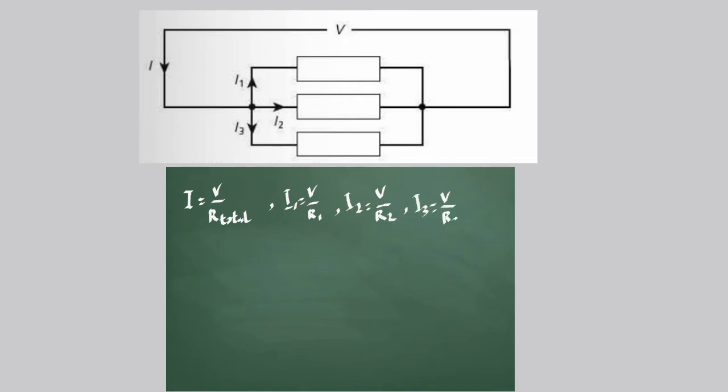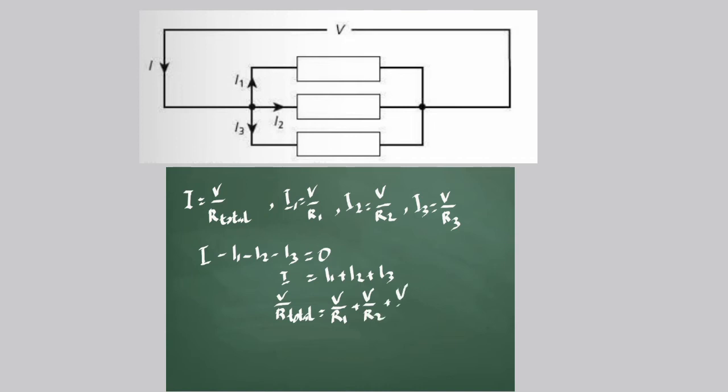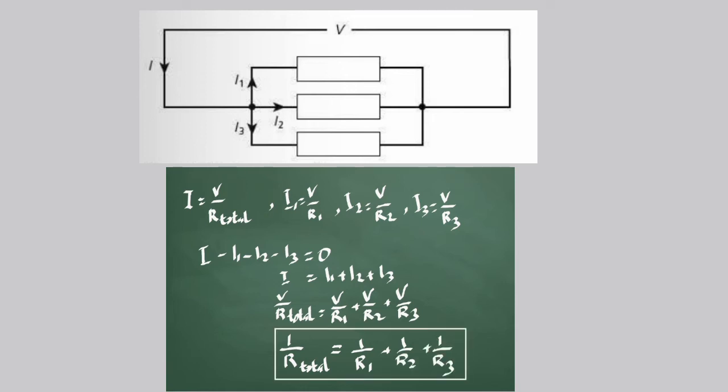Using Kirchhoff's first law, I minus I1 minus I2 minus I3 is equal to 0. I becomes I1 plus I2 plus I3. Therefore, V divided by total resistance is equal to V divided by R1 plus V divided by R2 plus V divided by R3. And cancelling gives 1 over total resistance is 1 over R1 plus 1 over R2 plus 1 over R3.